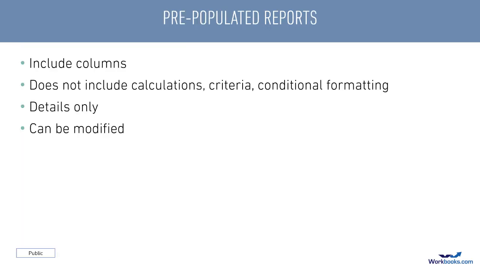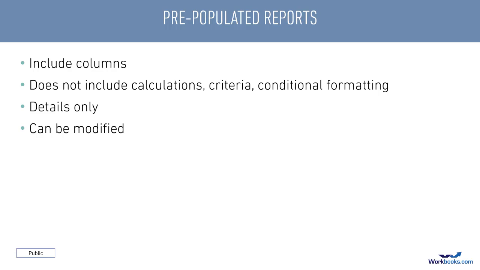Once you've got your copy, you can modify it as much as required to generate the output that you're looking for. The third way to start your report is by selecting what we call a pre-populated report. In some ways these are similar to template reports, but they only include some columns and they only have a details view. They don't include any calculations, there's no criteria already put in there, and there's certainly no conditional formatting.